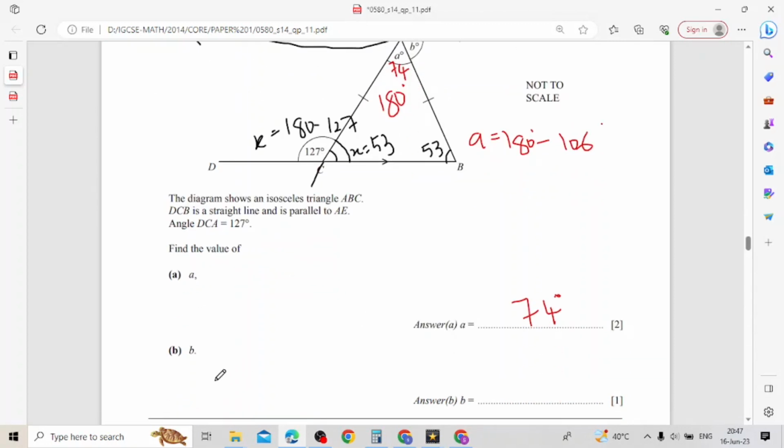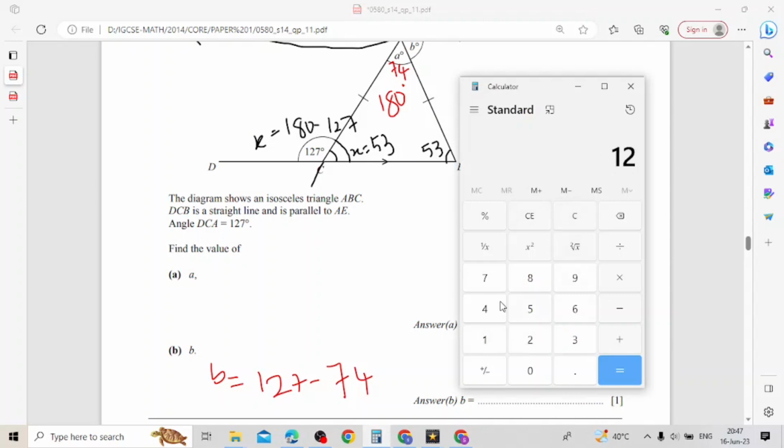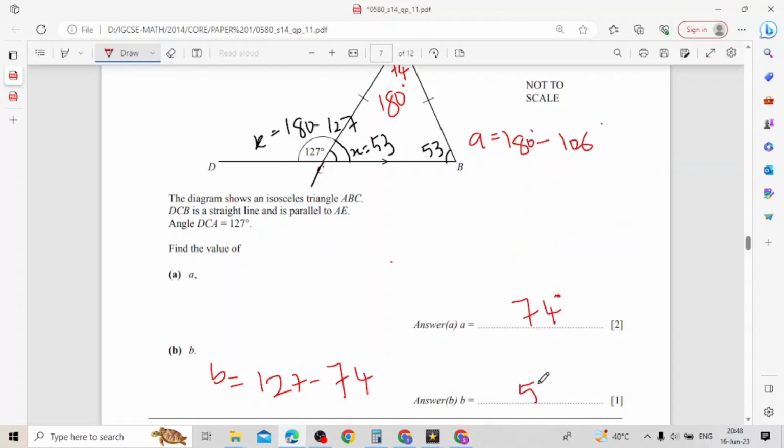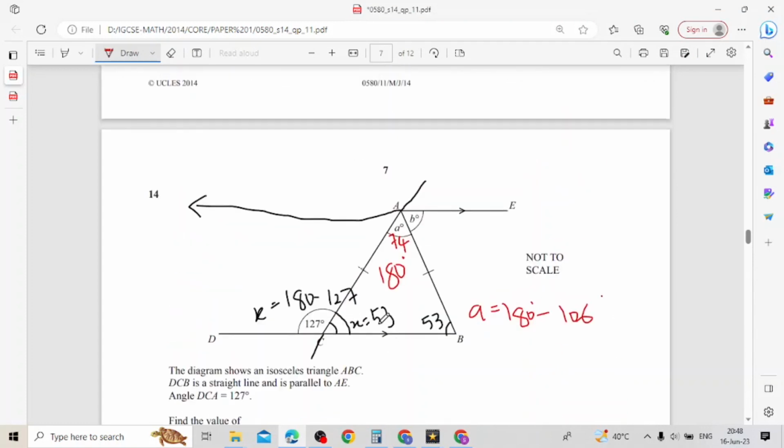Now, let's do that. So B is equal to 127 minus 74. Now what's the answer? 127 minus 74 is 53. Yes, exactly. 53. Is it matching with any other angles anywhere? Yes, here what we have, the opposite angles or the internal angles of this isosceles triangle are equal, 53 and 53.